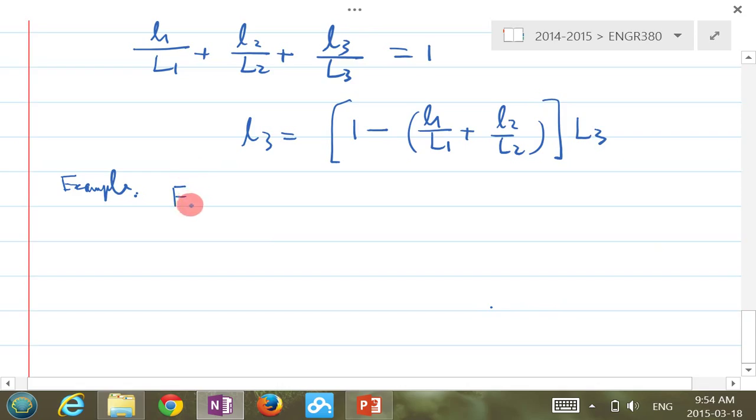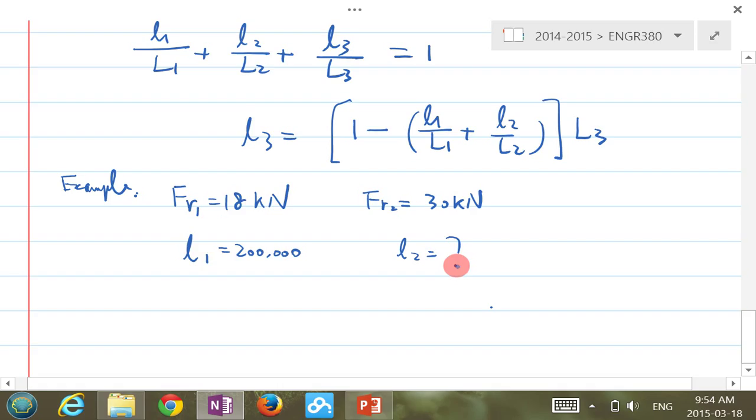We have a radial load FR1 equal to 18 kilonewton. Not that much, huh? And FR2 equal to 30 kilonewton. We subject this bearing to FR1 for 200,000 cycles, and we want to calculate how much life remains for the bearing when you subject it to FR2. So that's a pretty simple one.